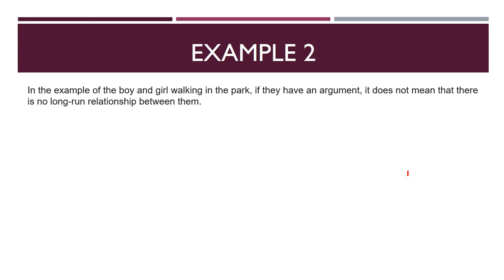I have not told you whether the boy and girl are husband and wife, cousins, brother and sister, boyfriend and girlfriend, or whatever the relationship. Whenever the boy and girl are having an argument, it does not mean that there is no long-term relationship between them. There can be a long-term relationship and there cannot be. It simply means that the relationship is temporarily disturbed.